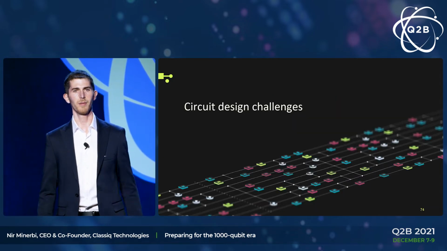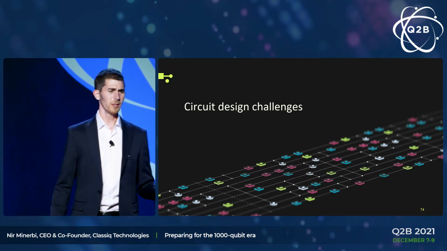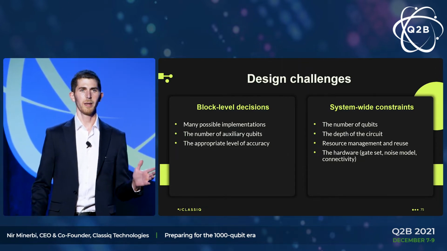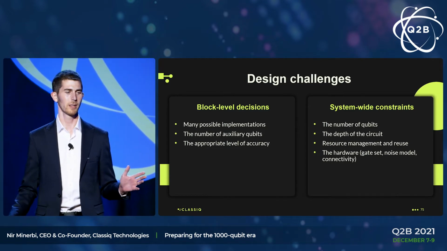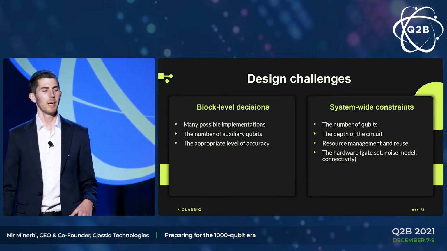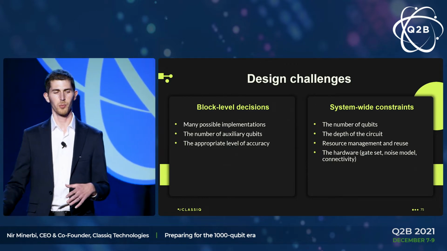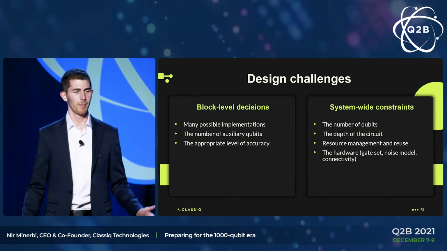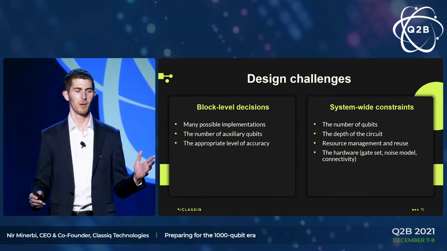And now I want to dive a little bit into these circuit design challenges. So the first challenge is that the software developer needs to take care of block-level decisions and system-wide constraints at the same time, right? So what are blocks? What are building blocks? It could be anything. It could be a state preparation, or entangler, or mixer, or some arithmetic expression, everything like that. And each of these blocks has many possible implementations, and you can choose the number of auxiliary qubits and the appropriate level of accuracy.